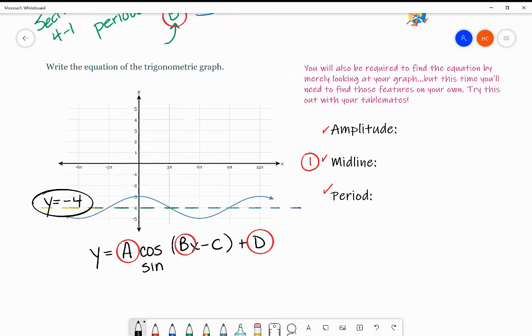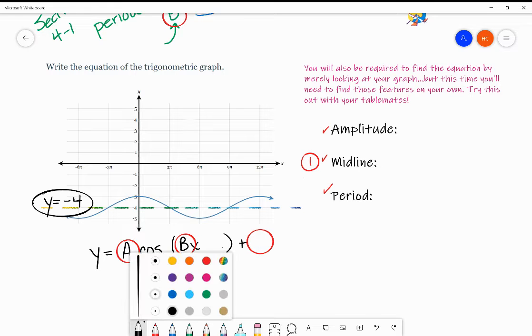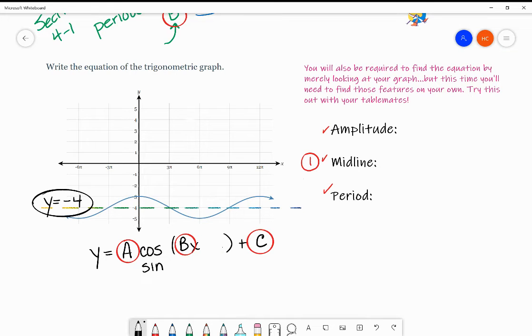But here, for purposes of midline, I know that midline is going to be my, hold on. You see this formula right here? I forgot. In section 4.1, we used a C value, but we're ignoring it for this section. So in this section, we're calling it C. So for my midline, my C value is -4. Okay, so the graph went down 4 units basically.